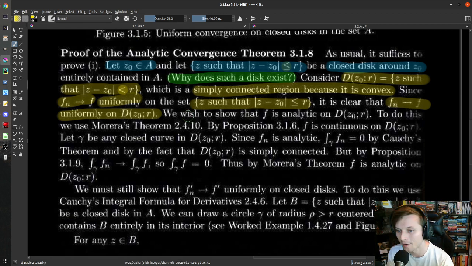Okay. So we want to show that F is analytic on this little domain right there, on the open disk centered at z naught of radius r. To do this, we're going to use Morera's theorem. That was like the last thing we did in section 2.4. Okay, cool. So what do we have to show for Morera's theorem?